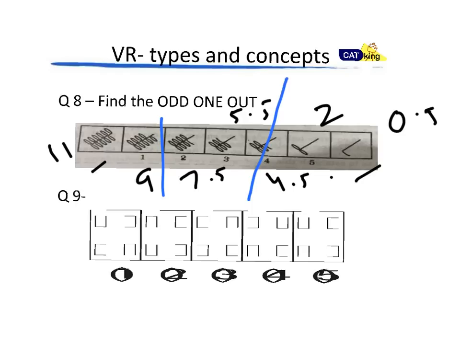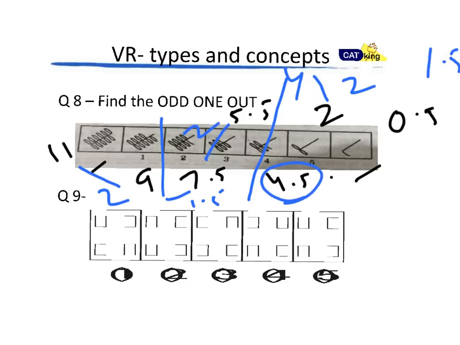Or another case, the difference between 11 and 9 is 2, 9 and 7.5 is 1.5. As the series follows, 7.5 and 5.5 is again 2, and for 5.5 the next difference should be 4, which would have also linked to our 4 and 2 difference, which is 2, and 2 and 0.5 difference, which is 1.5. The figure wherein 4.5 leaves are there is the odd one out in this case. It should ideally have 4 leaves only.